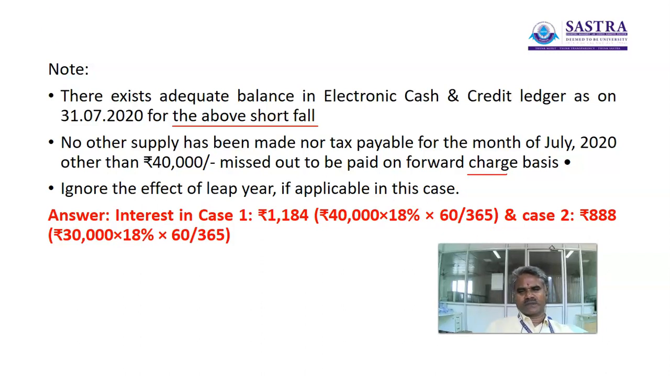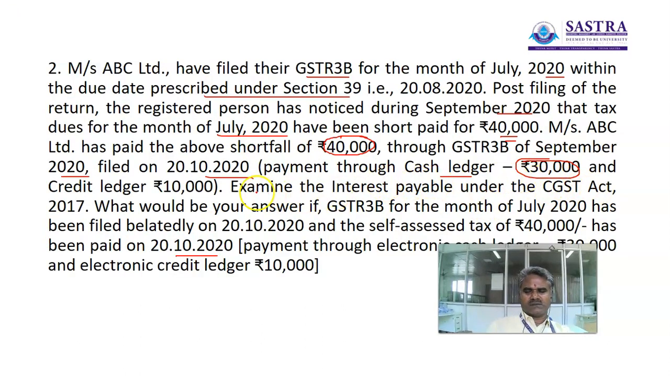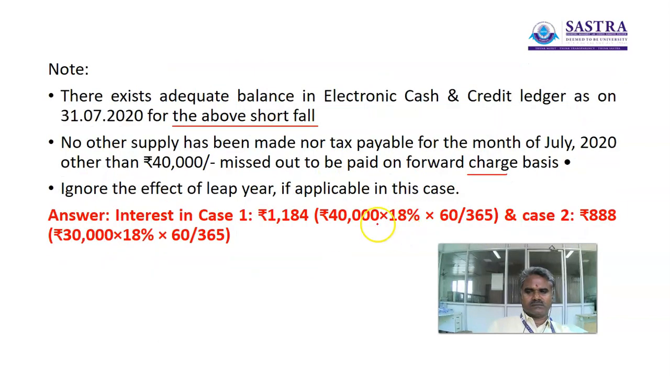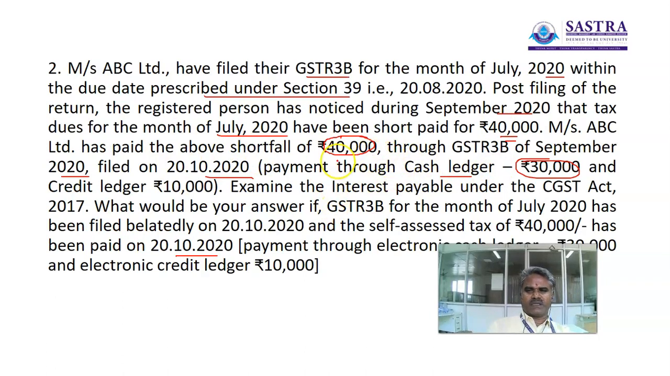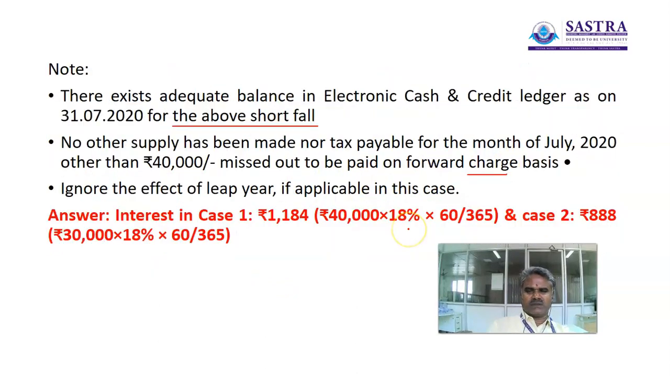But here, both are delayed. Ignore. How much for that? 40,000 at 18%, then 30,000 at 18% also. Here 60 days, in both cases 60 days would be done.